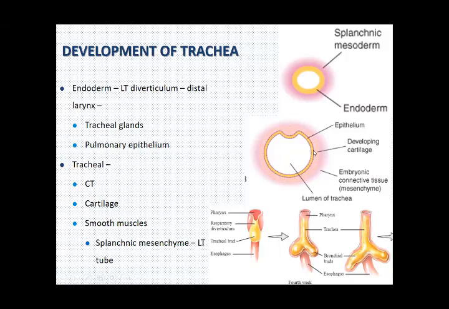This surrounding mesenchyme, ये जो surrounding mesenchyme है, this develops into the cartilage, connective tissue, and smooth muscles. ठीक है? So all these, the splanchnic mesenchyme surrounding the laryngotracheal tube develops into cartilage, connective tissues, the cartilage of the trachea, the connective tissue, and smooth muscles of the trachea.